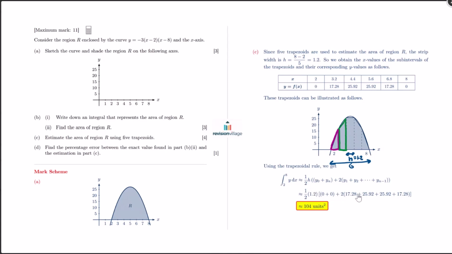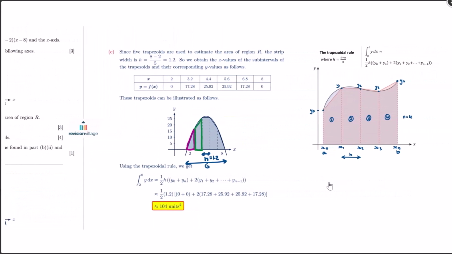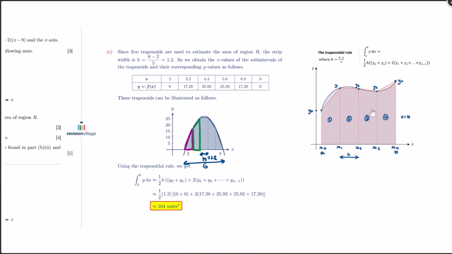Now we need to find all of these heights, which is the y values. And just to illustrate what they are, I have this trapezoidal rule diagram here. So in this example diagram, there's 4 trapezoids. The left-hand side of the left-hand trapezoid we call x0, and its corresponding y value is y0. And all the way over to the right-hand side of the right-hand trapezoid we call xn, and the corresponding height we call yn.